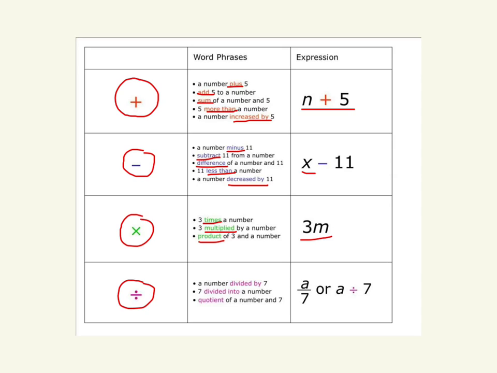And the last one we have is division. Our keywords for those are going to be divided by, divided into, and quotient. Now, over here, if you notice this a over 7, that's a fraction form, but remember, a fraction bar means divide. So a over 7 means a divided by 7. So these expressions, like a number divided by 7, could be represented as a fraction or as an actual division problem. Let's take a look at some of our examples.